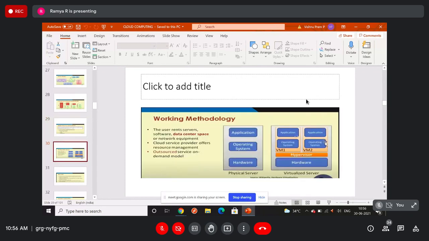Next, we see the IaaS working methodology. The user runs servers, software, or data center space of network equipment. The cloud service provider offers resource management and outsourced services on an on-demand model. First, the user is going to rent the servers, networks, and operating systems from the infrastructure as a service provided by the cloud provider.